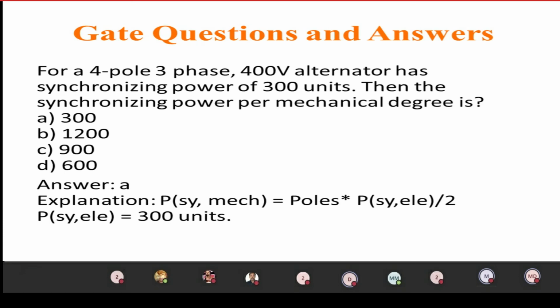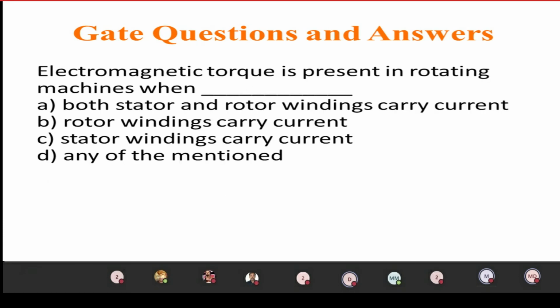So then we move to the next question. Electromagnetic torque is present in a rotating machine when: both stator and rotor winding carry current; rotor winding carry current; stator winding carry current; any of the mentioned.